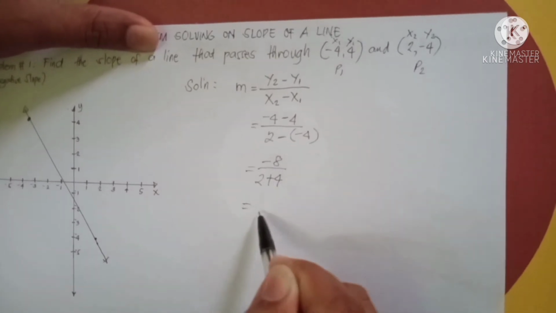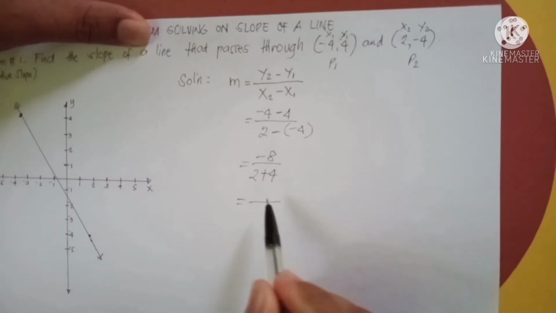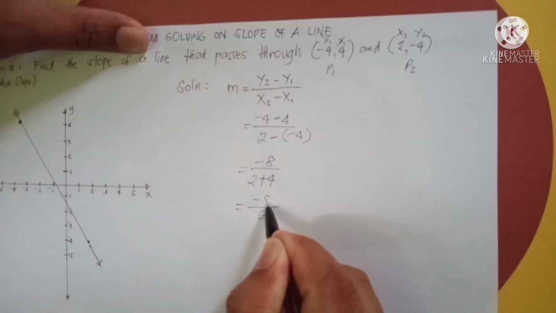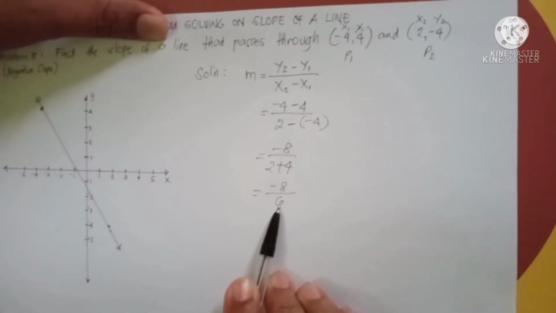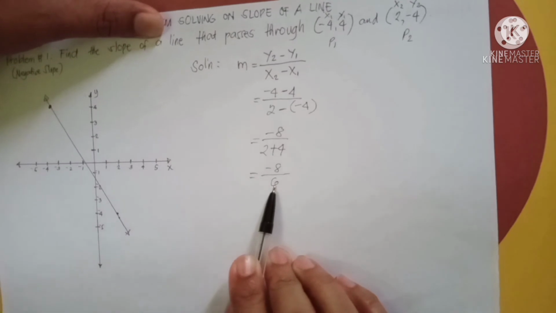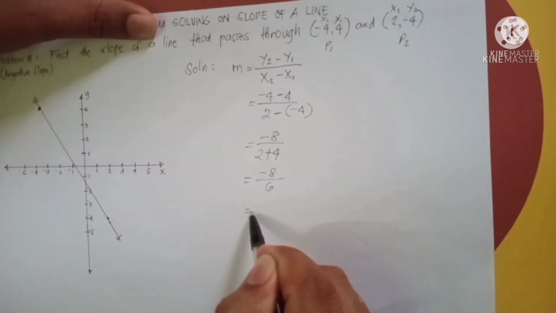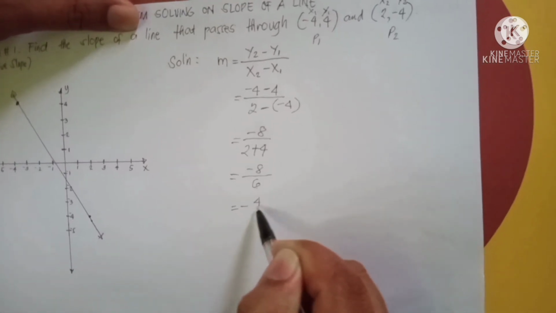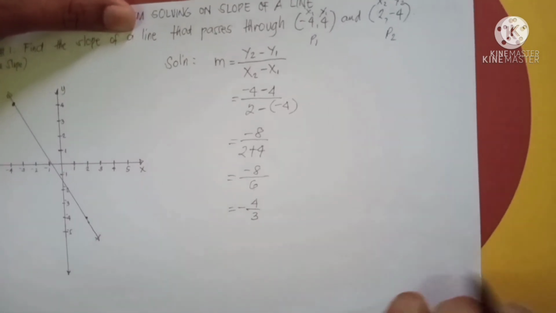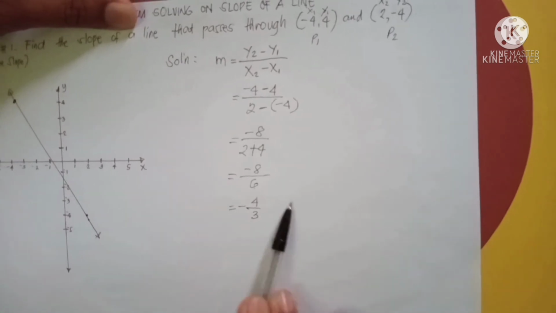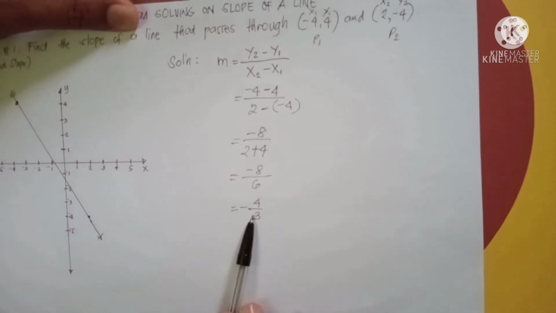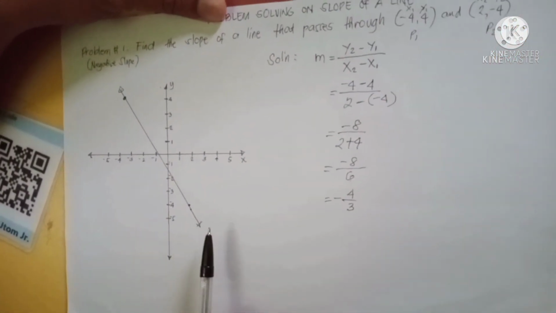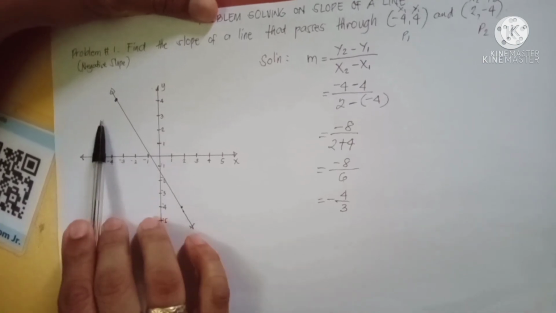So since our denominator, we can still simplify, so we will simplify this one. 2 plus 4, that is 6, then copy negative 8. So this is not yet the final answer since we can reduce this one to lowest term. So the answer is negative 4 over 3. So therefore, in this problem, we have a negative value of the slope just because the line is rising from right to the left.